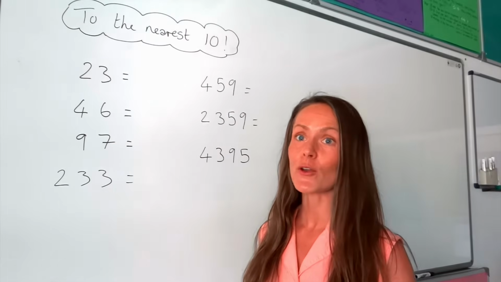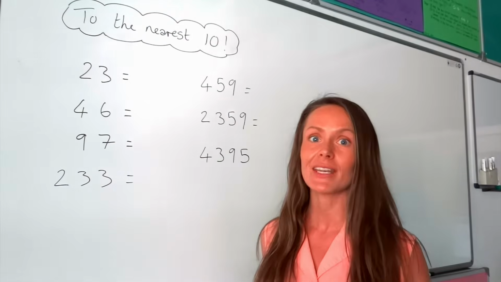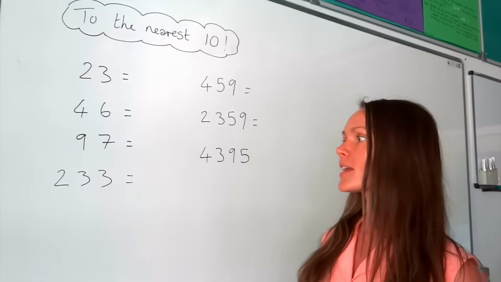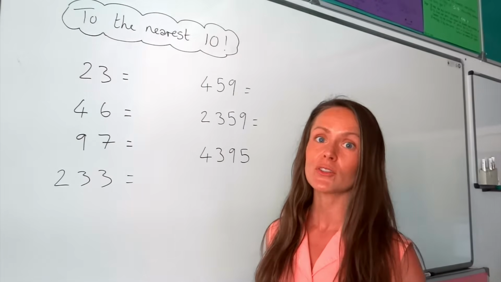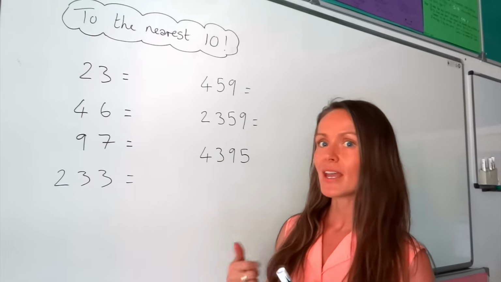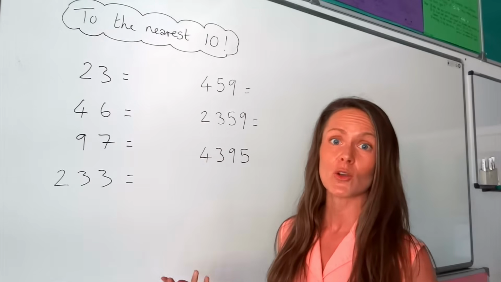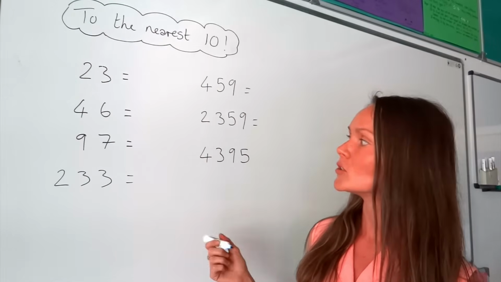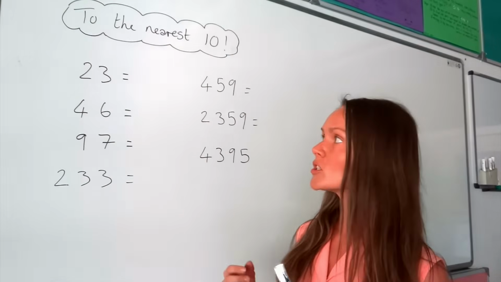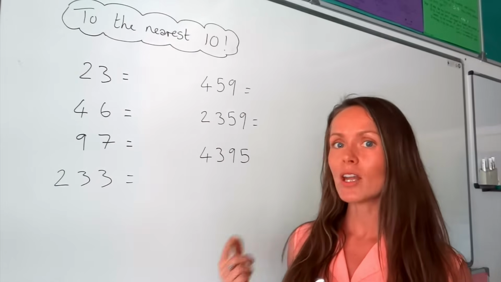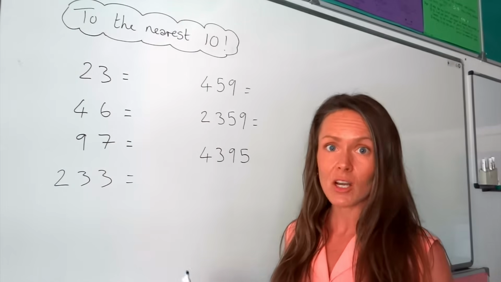Guys, in this next video I'm going to show you how to round to the nearest 10. So just before I get started on these examples, I want you to think of the 10 times table. 10, 20, 30, 40, 50 and so on. Because when we round numbers to the nearest 10, we're just rounding them to a number in the 10 times table that it's closest to.